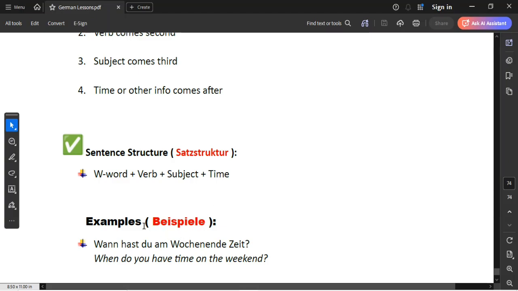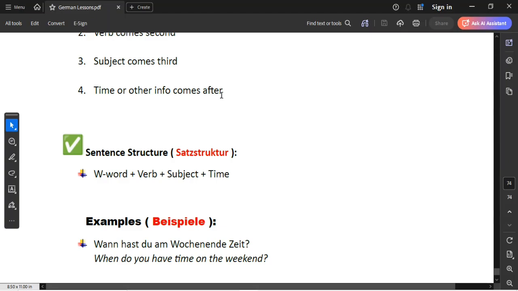The Beispiel here is: Wann hast du am Wochenende Zeit? When do you have time on the weekend? As you can see, wann is the W word. Hast is the verb, which comes in the second position. Du is the subject, which comes in the third position. Am Wochenende follows, that is time, then the rest of the information.